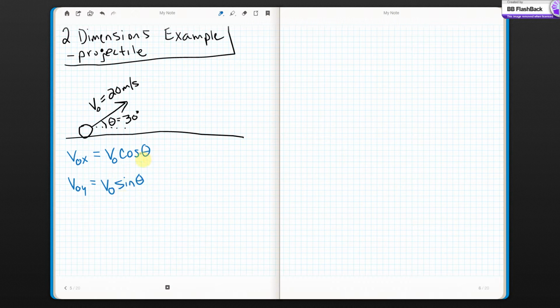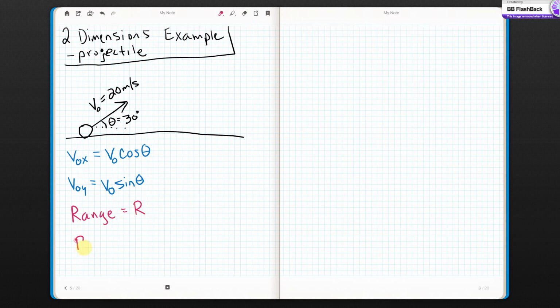Okay, I'm actually going to leave those with no numbers in it for right now so that we can get a general equation in the end, and then we can go back and put the actual numbers in for this problem. So, if I want to know how far it goes, that's a horizontal thing, so that's going to be an x. I'm going to call that range.